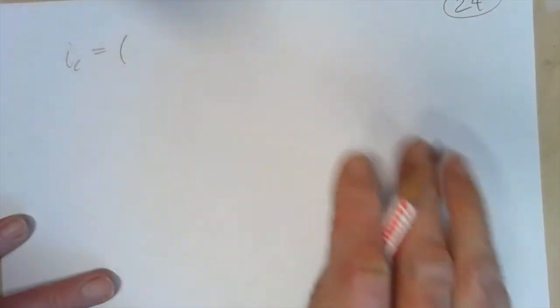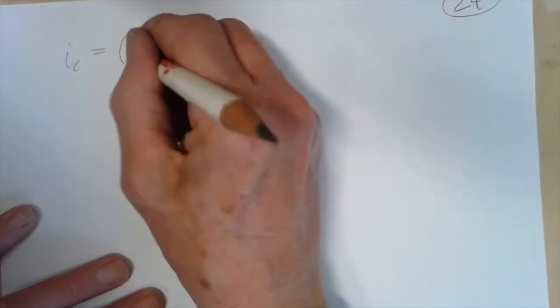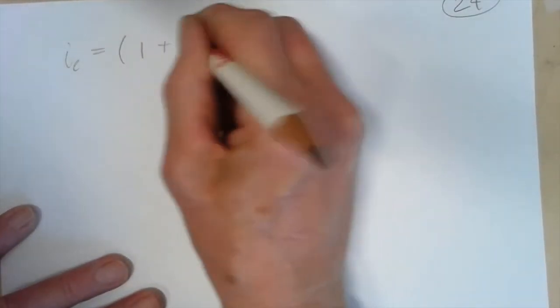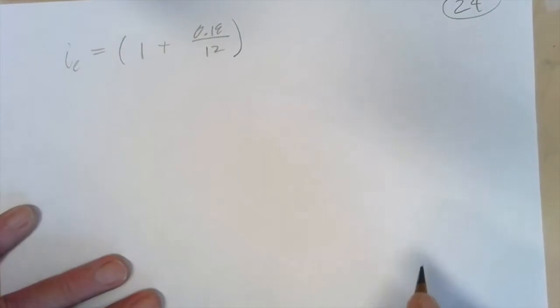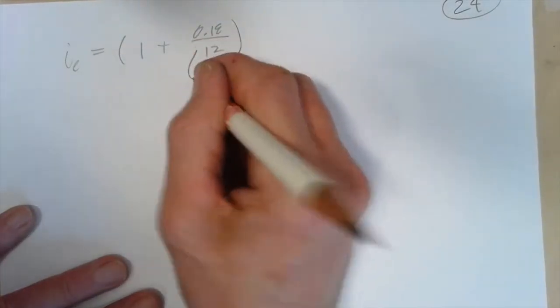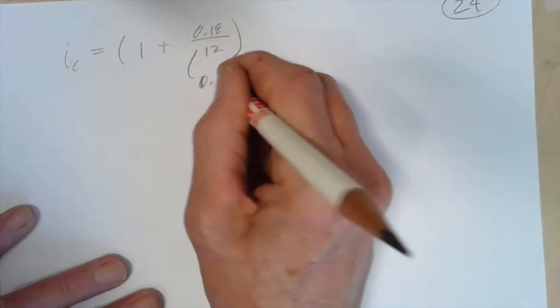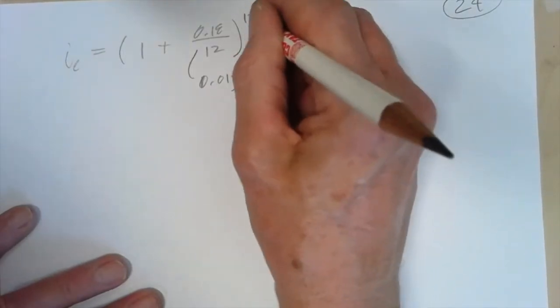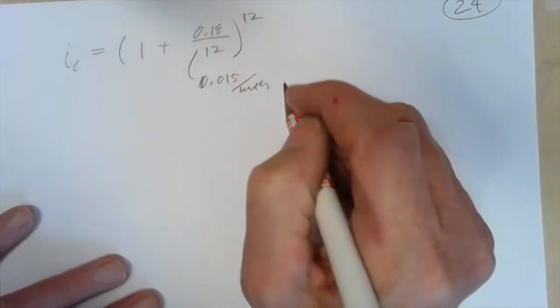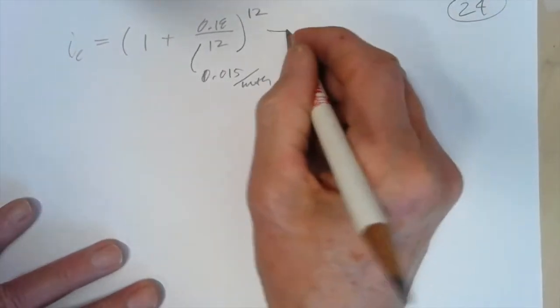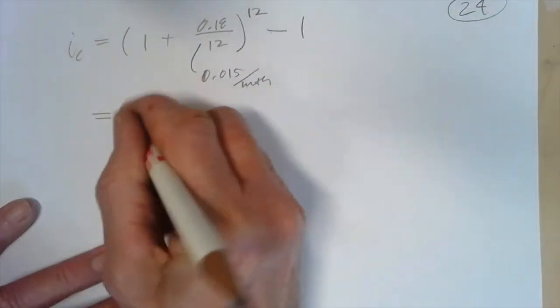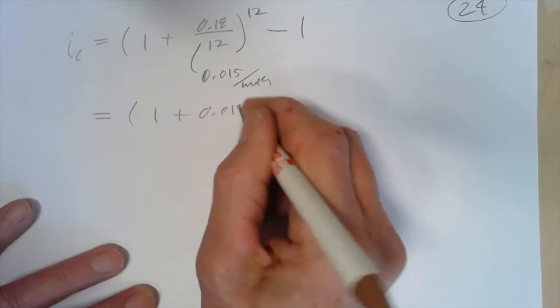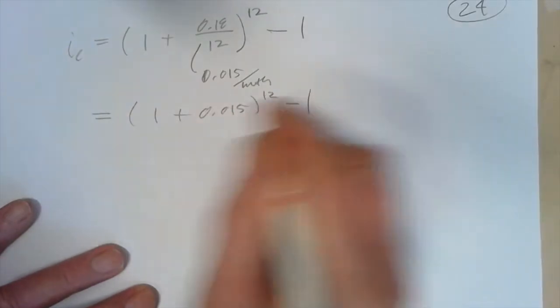So what is your effective rate for this credit card with an 18% APR? It is 1 plus your nominal divided by the frequency periods, which is 0.015 per month, to the 12th power, because there are 12 months in a year, minus 1. So this is (1 plus 0.015) to the 12th, minus 1.